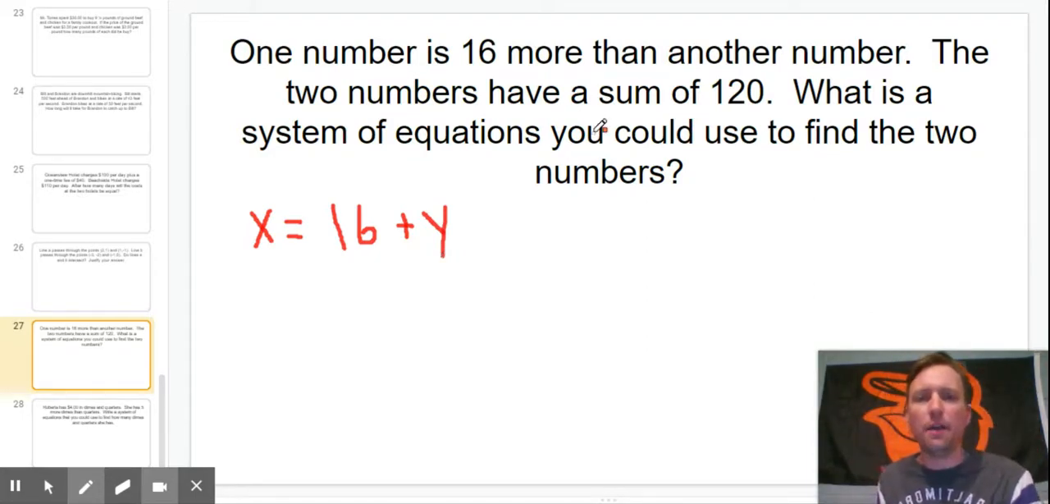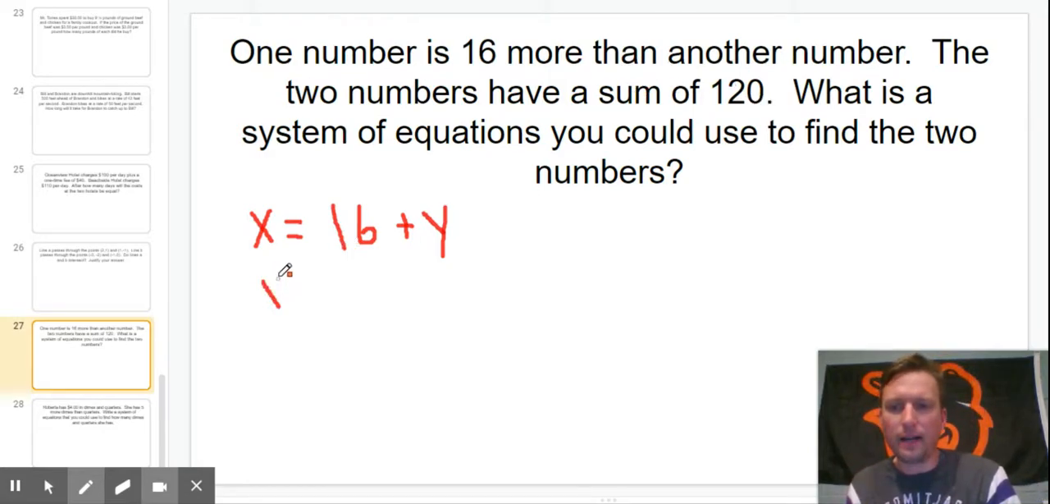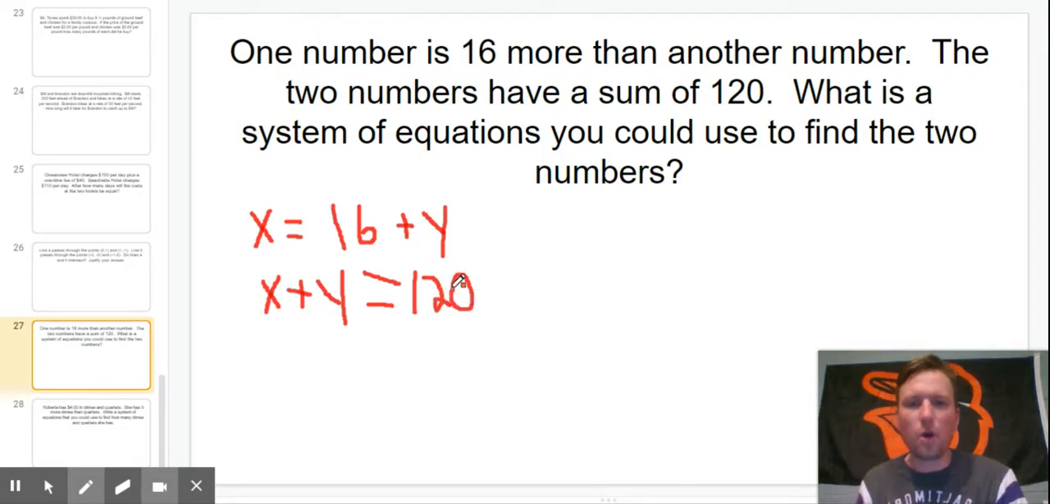Great. Now the other equation: the two numbers have a sum of 120. What that means is if I have x and I have y, the two numbers, if they're added together, they would equal 120. Congratulations. You just wrote a system of equations to solve this.